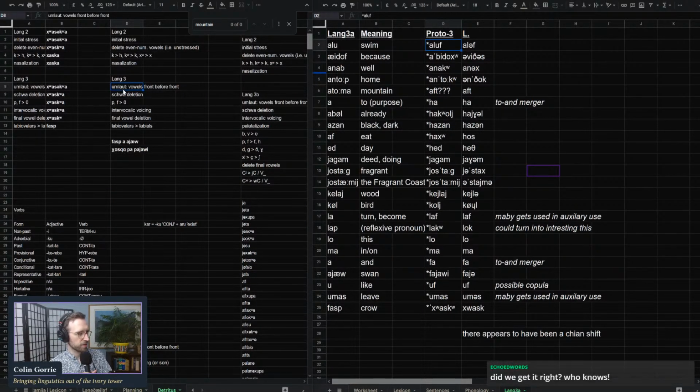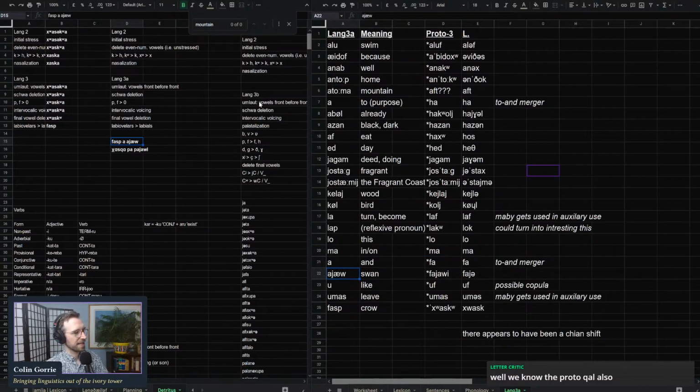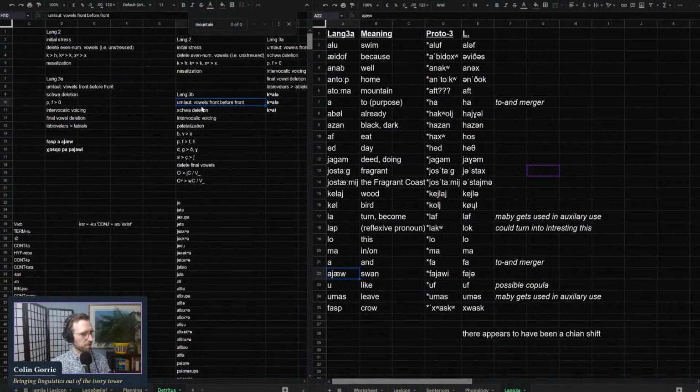So in Lang 3, umlaut, schwa deletion, P to F go to nothing, intervocalic voicing, final vowel deletion, labiovelars to labials. So this is Lang 3A. Fasp a ayau. Interesting. And then we had Lang 3B, which has got much more extensive changes. And that became Lenethailef. Yay.